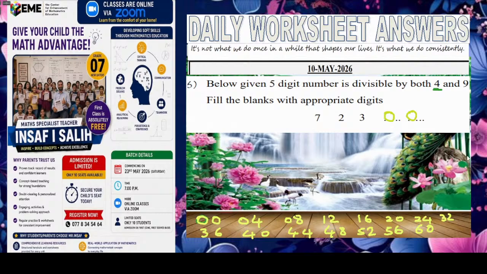What is it? The 5-digit number that I'm circling in blue should be divisible by 9 too. So there are 2 conditions. The number inside this blue circle should be divisible by 4 and also divisible by 9.